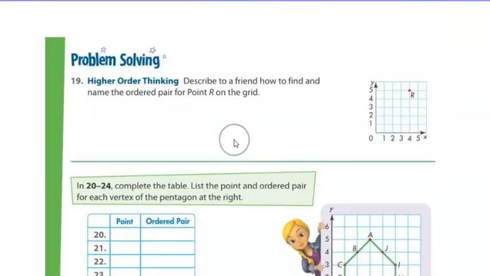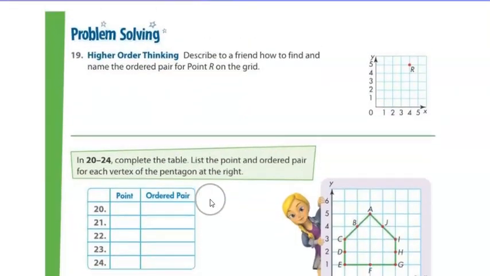On page 67, so this is your next page, it says describe to a friend how to find the name of the ordered pair. So this is just talking about, first you would go over to this many units, then you would go up the y-axis to this many units. So you just want to explain basically how your findings are on a coordinate grid.